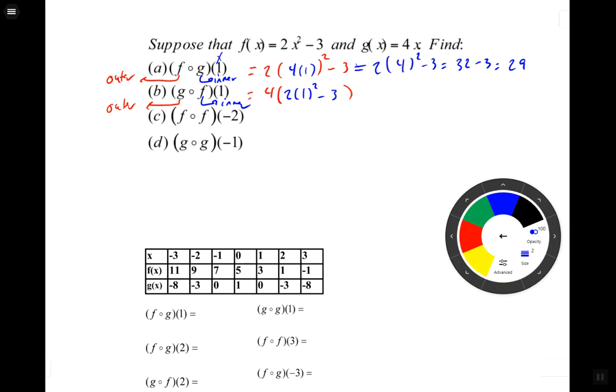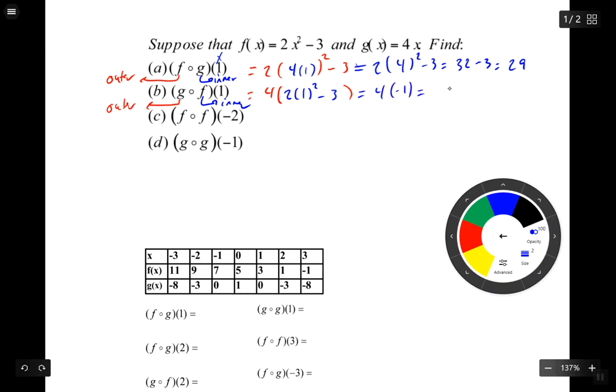Steps are: write the outer function, leave a big parentheses for the inner. Write the inner function, leave a spot open for the X value to plug in, put the X in there. Now, work from the inside out. What's 1 squared? 1. What's 1 times 2? What's 2 minus 3? So it's 4 times negative 1.